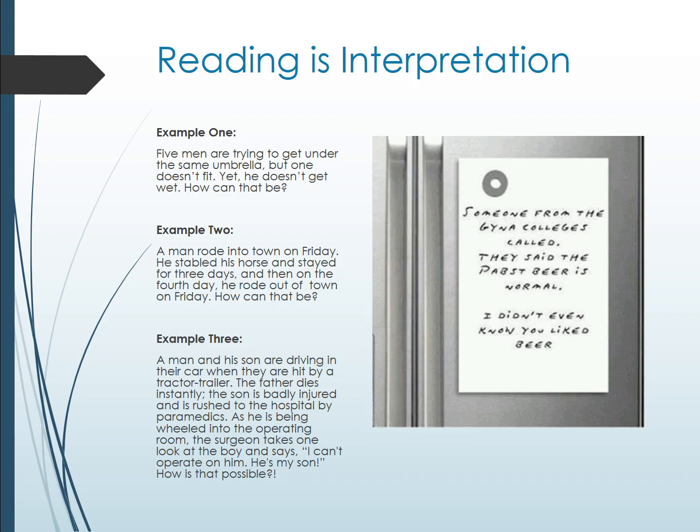As he's being wheeled into the operating room, the surgeon takes one look at the boy and says, "I can't operate on him. He's my son." How is that possible? Now, when this was originally told in the 60s, it was a very difficult riddle. The answer was that the doctor is a woman. She's the boy's mother. The reason that the riddle was difficult is that so few women doctors existed back then.